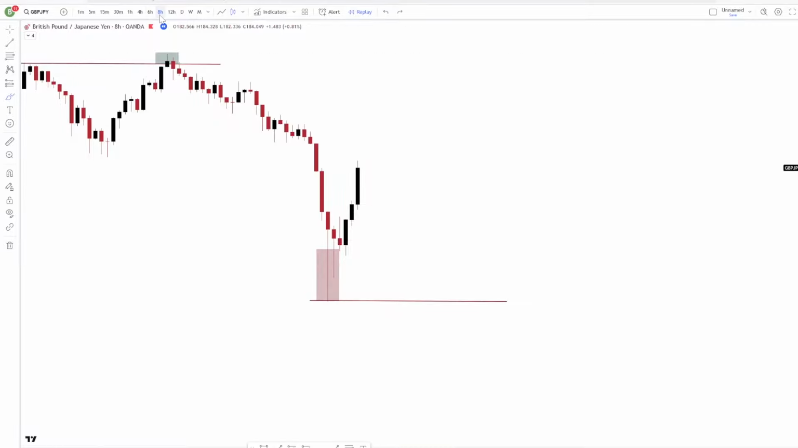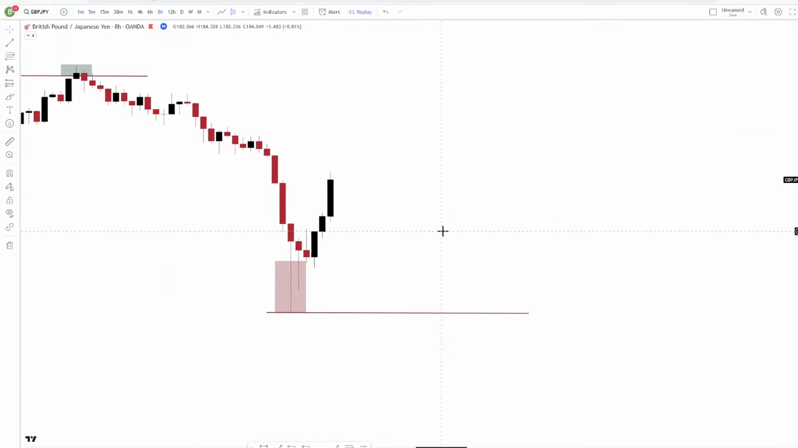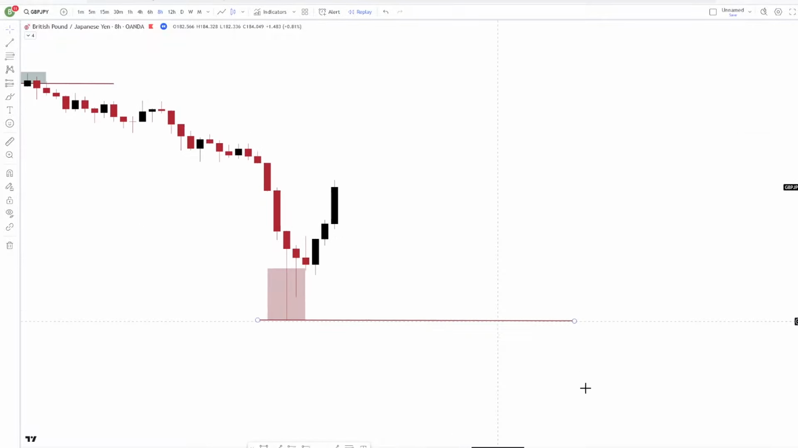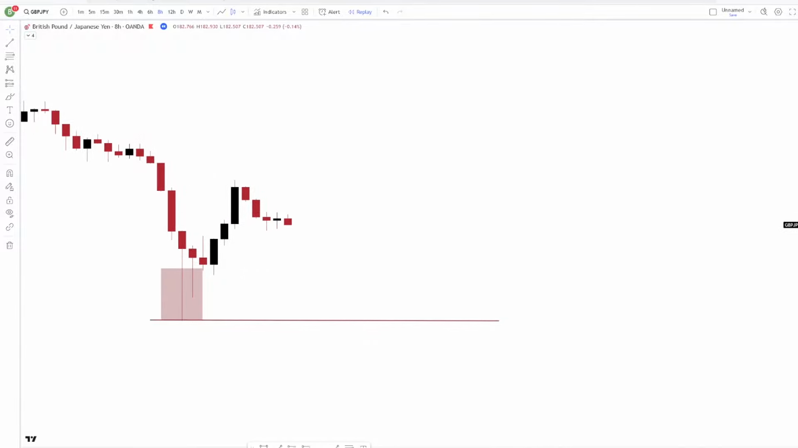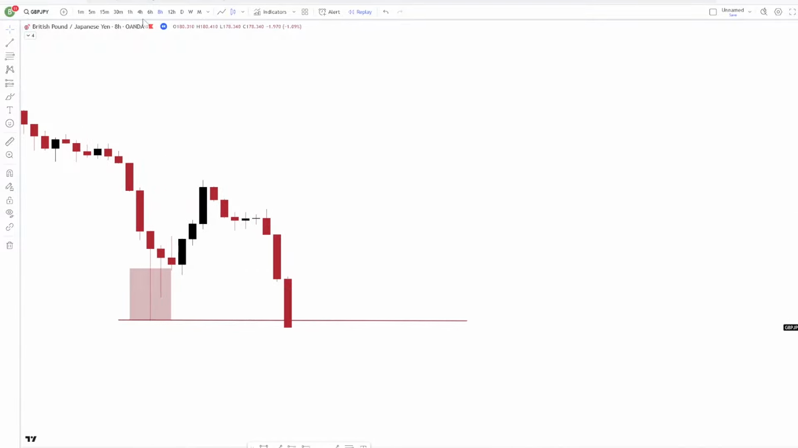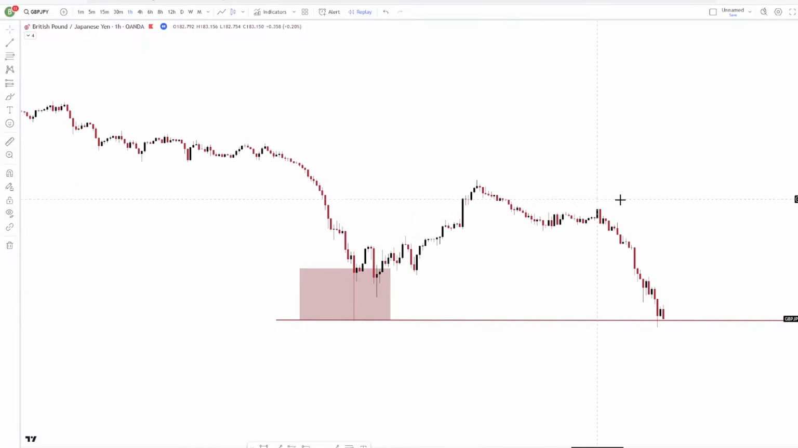So now we are on the 8-hour time frame. So what I always suggest is go 1/8. This is something I always recommend when going on the lower time frames. So I went on the 1 hour.